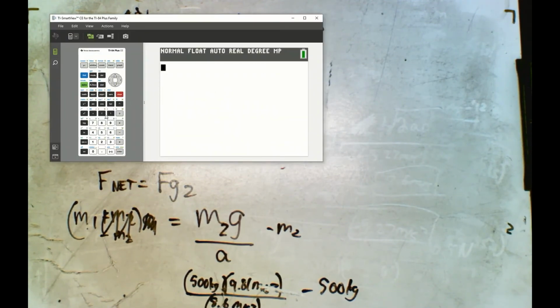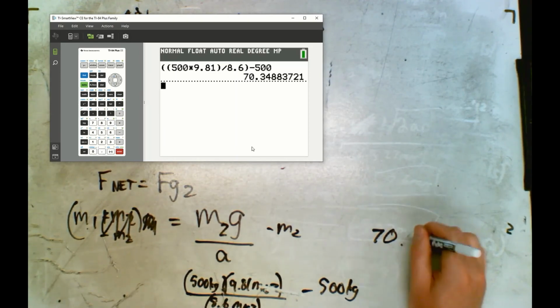So to type this into my calculator properly, I'm going to double bracket it to start. I'll do it all in one. 500 times 9.81, and then divided by 8.6. Close my other bracket, and then I'll subtract 500 from that whole thing. And we get Herman's mass to be, with 3 sig digs, 70.3 kilograms.